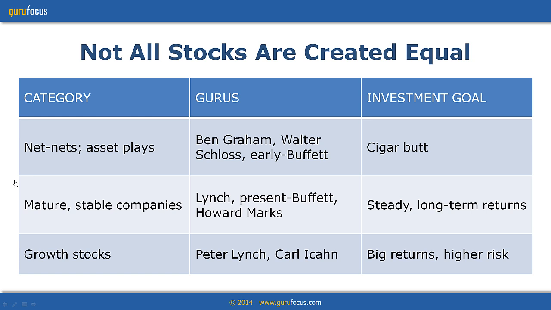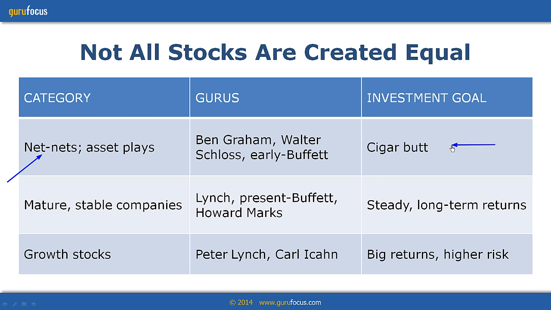So the first, these nets or asset plays, and any of you who are familiar with Warren Buffett and Benjamin Graham know that this was Graham's bread and butter, and it's really the school that Buffett came from. But what he would do is look to find these stocks trading for less than they're worth on paper, and as soon as they reach that value, they'd sell them.